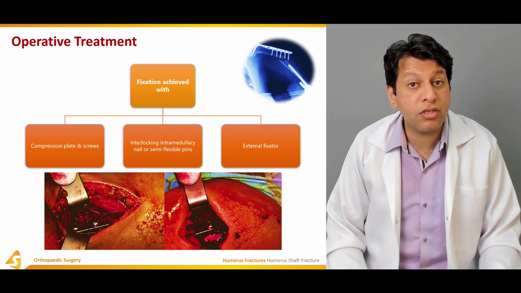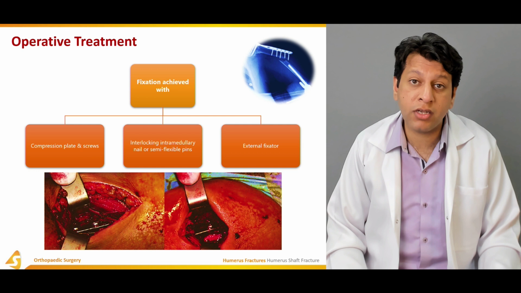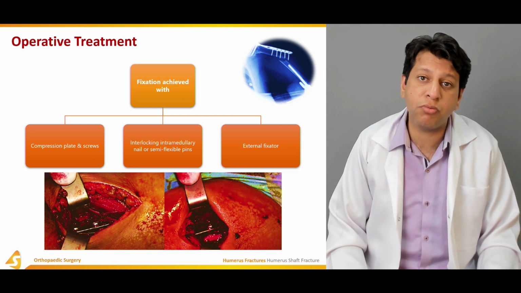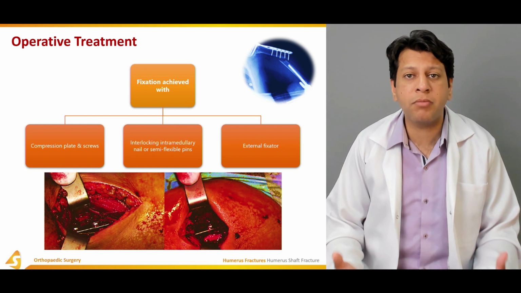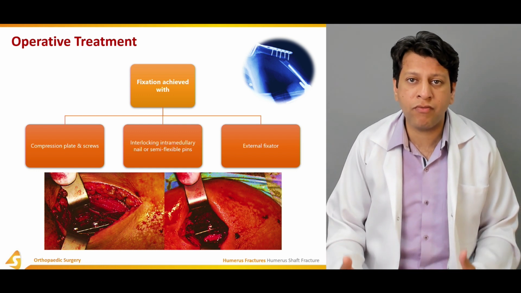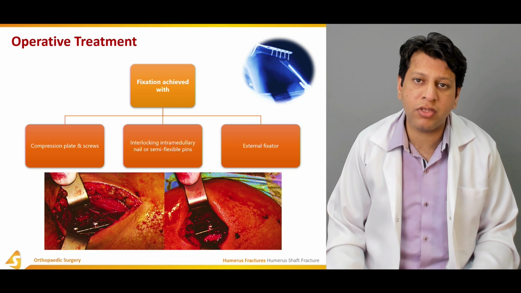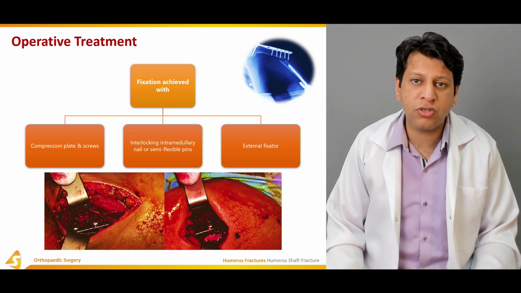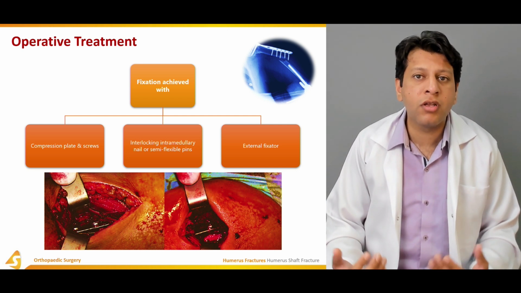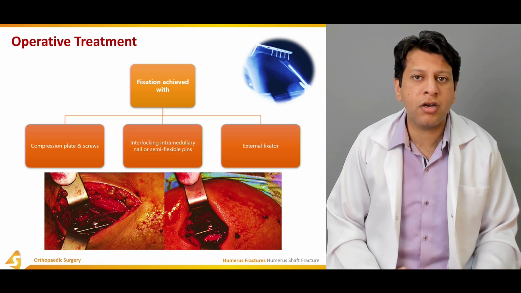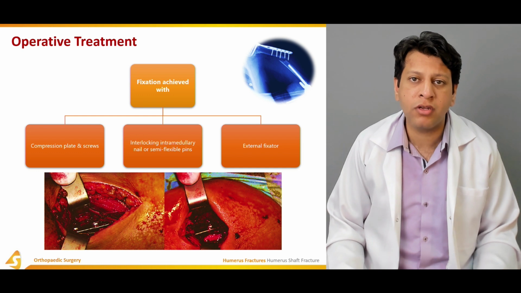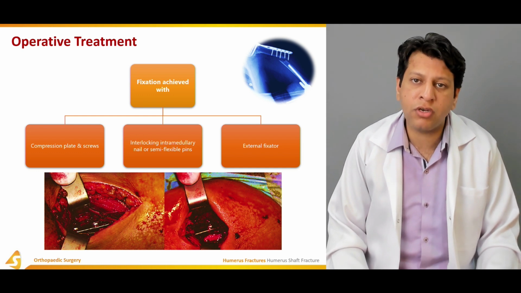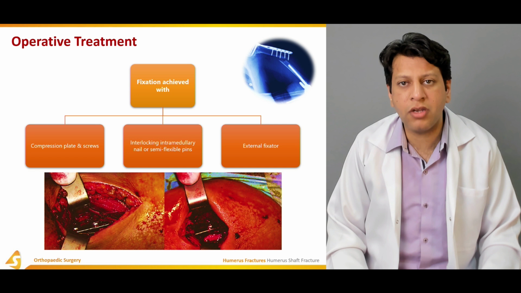Other options, in case it's an open fracture or segmental fracture associated with neurovascular injury, probably we have to go for an external fixator temporarily. This is a temporary measure. If it's associated with a neurovascular injury and it's an open fracture, we can fix the bone temporarily, we can repair the artery, and once the wound heals and the bed gets prepared, we can go for a definitive internal fixation in the form of plates or nail as well.